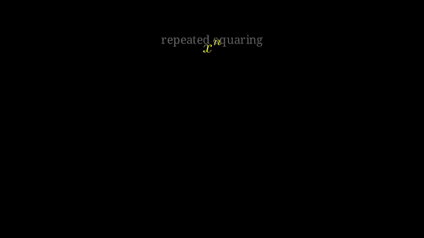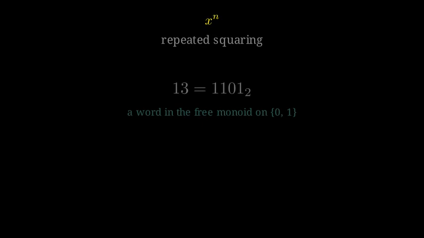Remember the very first episode. We computed x to the n by repeated squaring. Now look at the exponent as data. The binary representation of n is a sequence of bits, and a sequence of bits is a word in the free monoid on the two symbols 0 and 1. For example, 13 in binary is 1, 1, 0, 1.